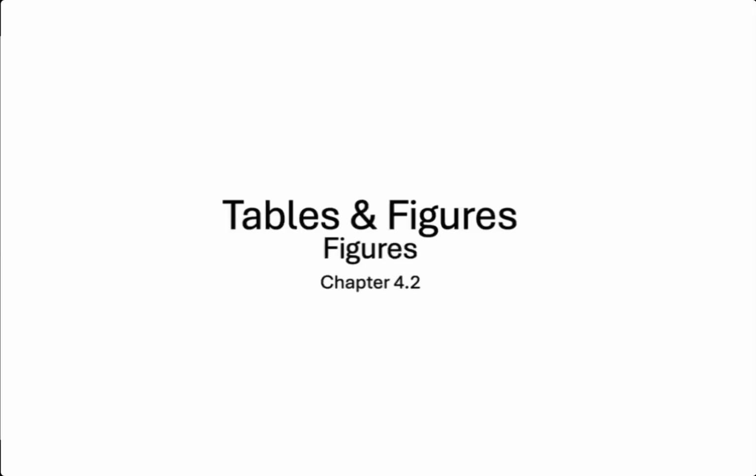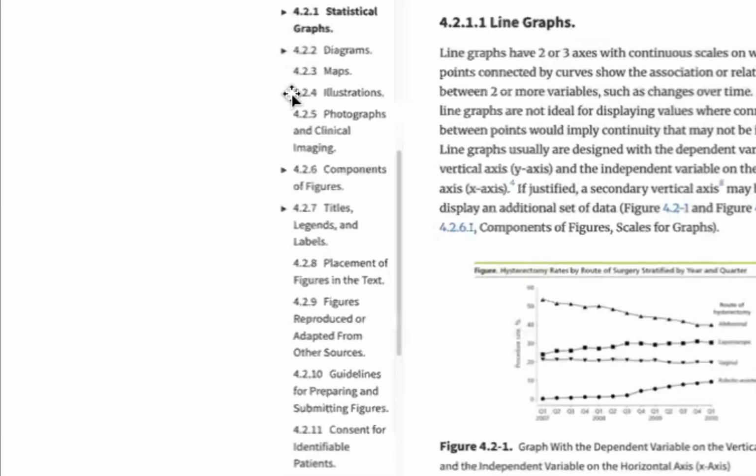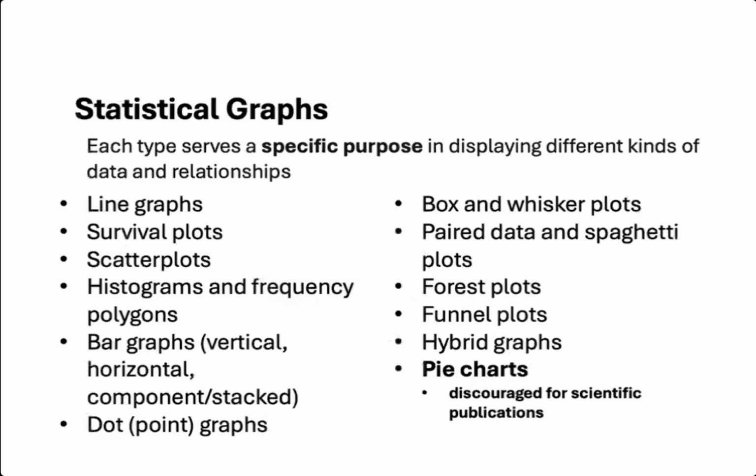Chapter 4.2, figures from the tables and figures section. You can see here that there's not a lot of stuff to cover, and instead of going section by section, I've just kind of condensed everything for this because it's pretty straightforward. For statistical graphs, each type serves a specific purpose in displaying different kinds of data and relationships.